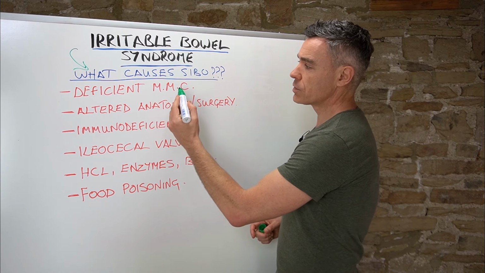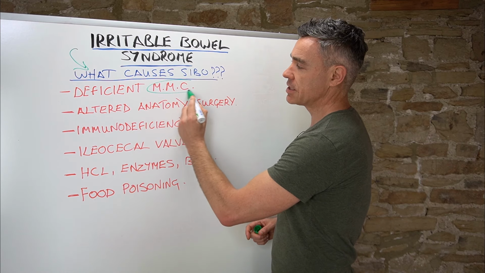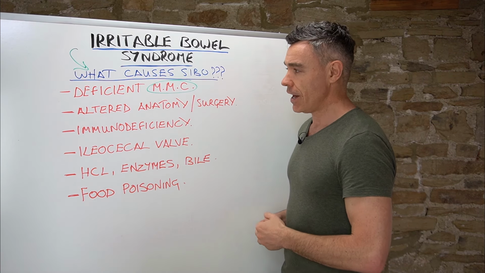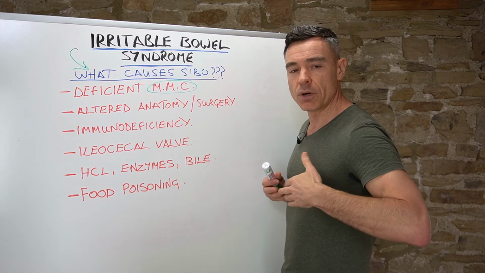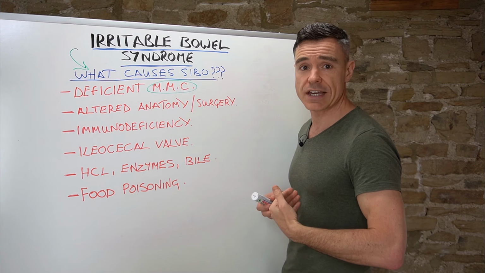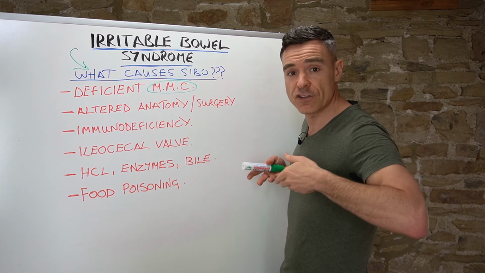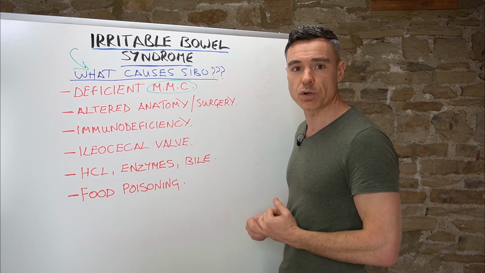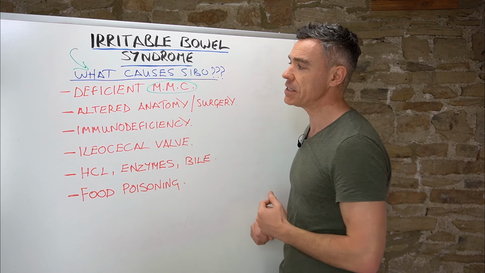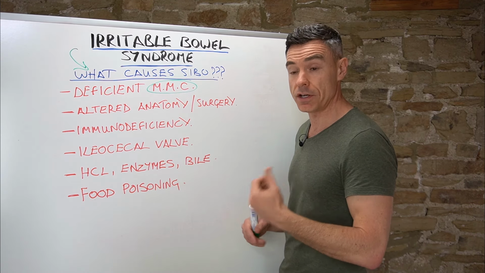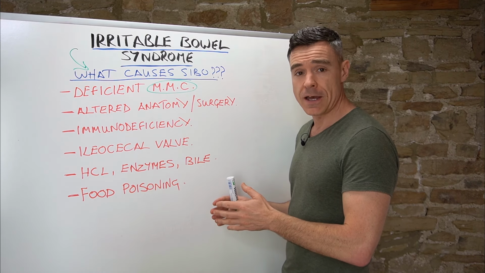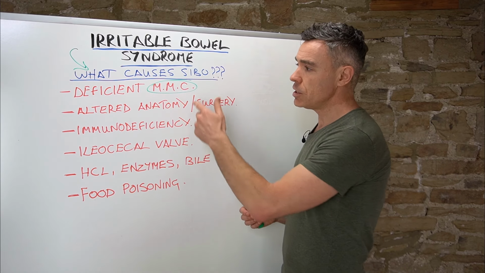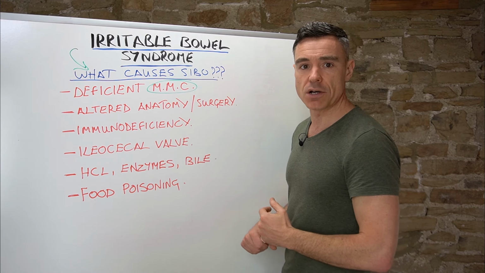We want to first of all talk about something called the MMC, and that stands for Migrating Motor Complex. And that's a series of muscular contractions in the small intestine that help to squeeze food downwards and through that small intestine during the digestive process. And the migrating motor complex switches on in between meals, and it switches off when you eat. So if you're constantly eating, you might end up with a deficient migrating motor complex.